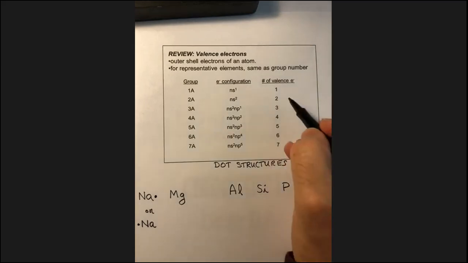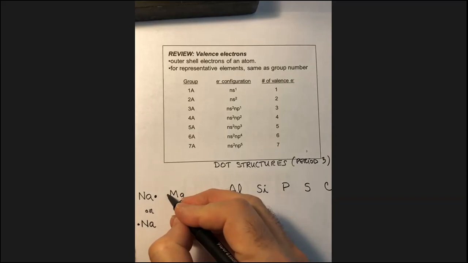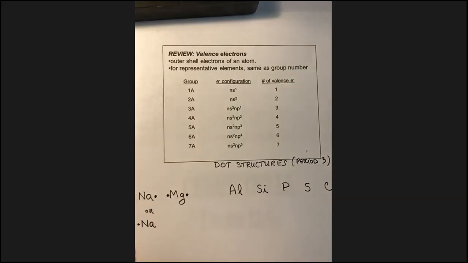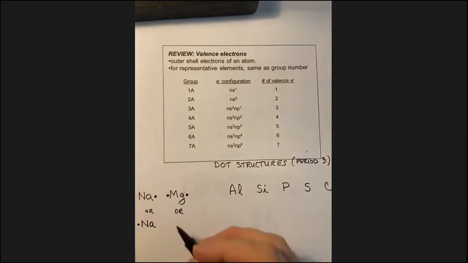Okay, magnesium is group 2A, so it has 2 dots. Again, I can put 1 dot here and 1 dot there. Or, since the configuration is ns2, which means there are 2 electrons in an orbital, I sometimes might want to put the 2 dots together. So it doesn't matter at this point, okay? But that's one way of doing it.